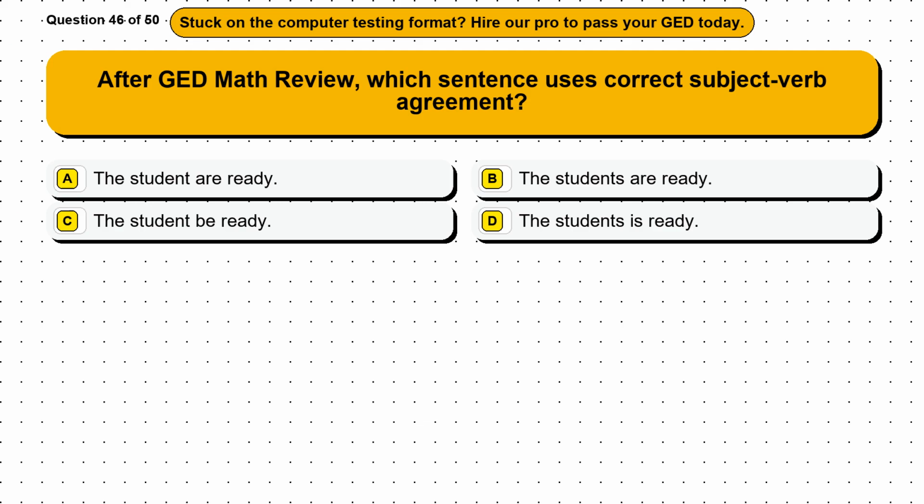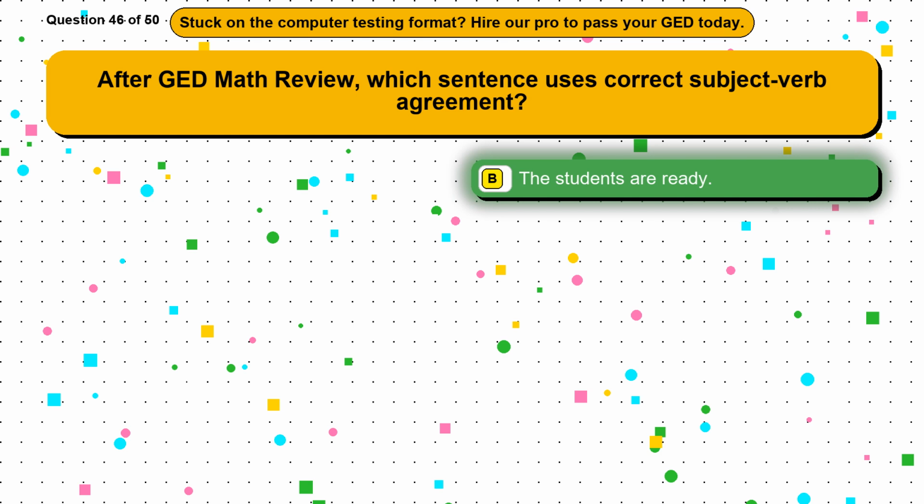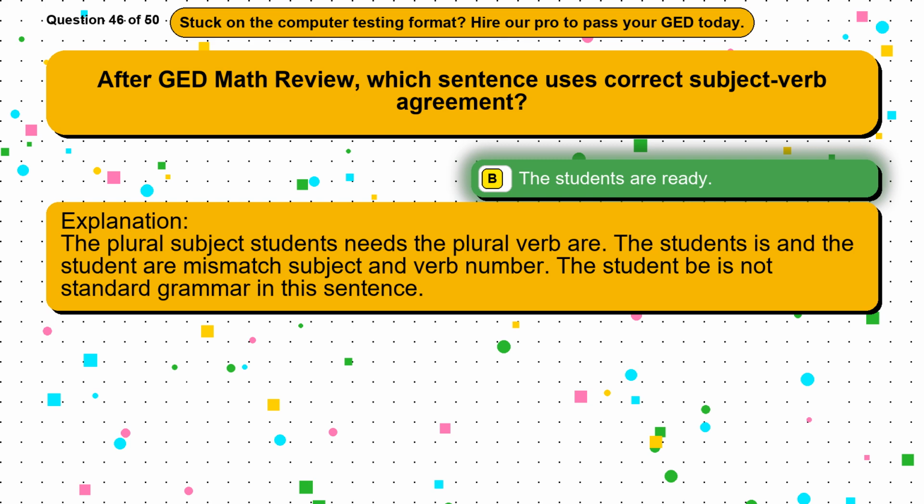Question 46. After GED Math review, which sentence uses correct subject-verb agreement? Option A, the student are ready. Option B, the students are ready. Option C, the student be ready. Option D, the students is ready. The correct answer is option B. The students are ready. The plural subject students needs the plural verb are. The students is and the student are mismatch subject and verb number. The student be is not standard grammar in this sentence.